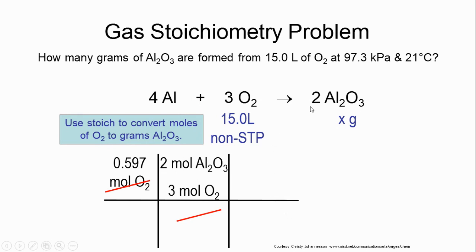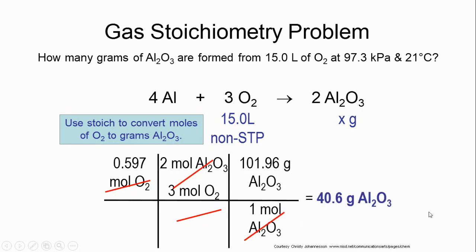And then finally, I need to figure out what 1 mole of aluminum oxide weighs, and it weighs about 102 grams. 2 aluminums times 27 grams plus 3 oxygen times 16, that's where I'm getting the 102 grams. Moles of aluminum oxide up here and down here cancel like that. And I get my answer to the question, 40.6 grams of aluminum oxide.